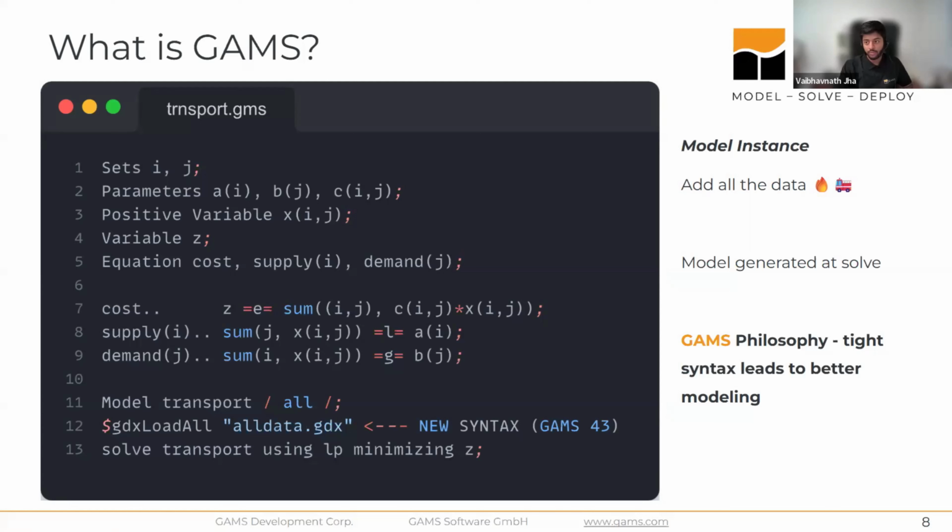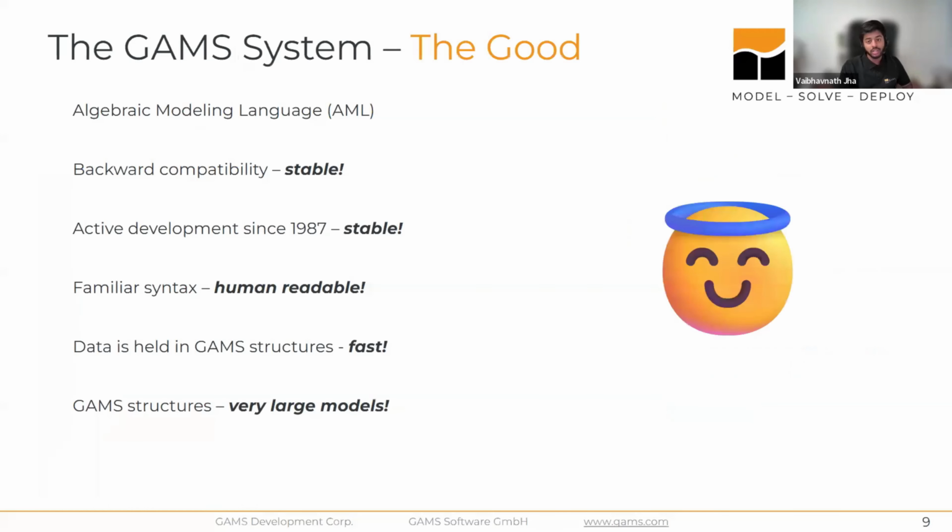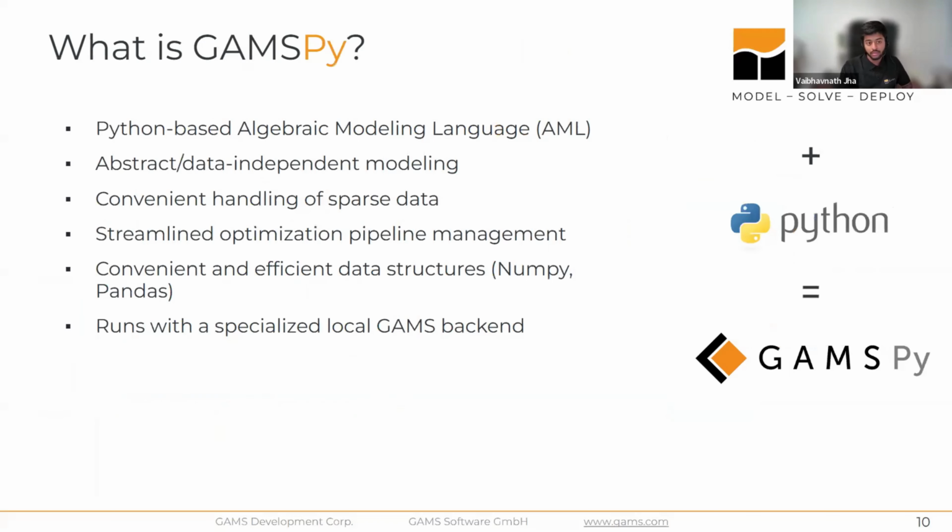And this is the GAMS philosophy. Tight syntax makes us write better models. In a nutshell, GAMS is a stable and efficient algebraic modeling language, which has been actively developed since 1987. The data itself is held in the GAMS data structure, which makes it fast and ready for even very large models. With that said, we can now introduce GAMSPy.